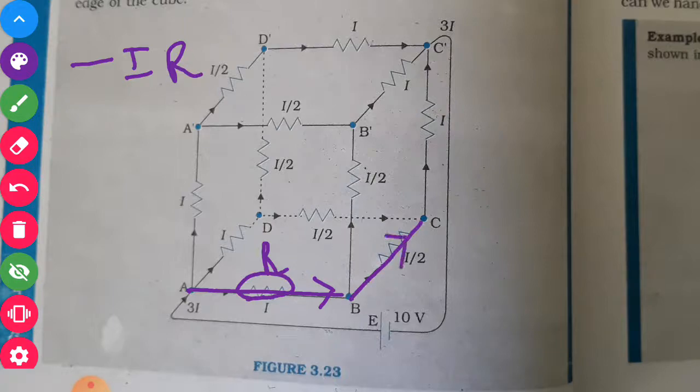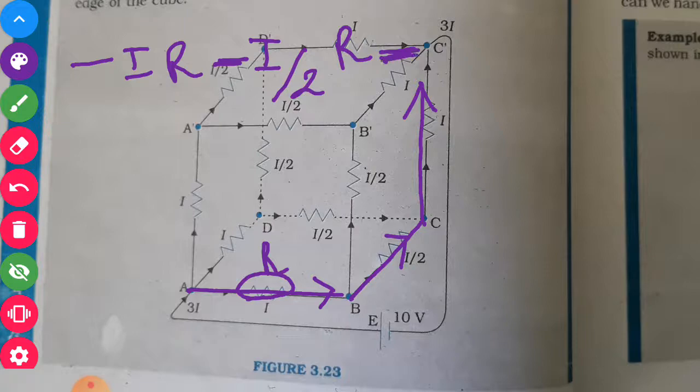Now in this direction, B to C, again minus, with the current you are going, so minus current multiplied by the resistance. Then C to C prime, again with the current, so minus I into R. And this way, and this way, then you are moving from minus to plus, so plus E is equal to 0. So this is your equation.